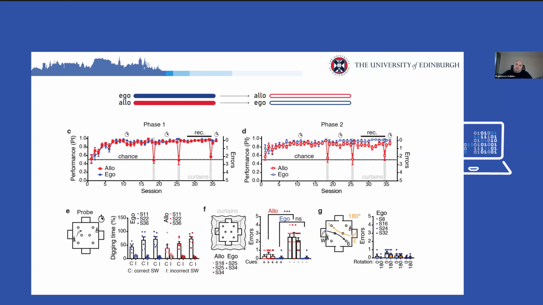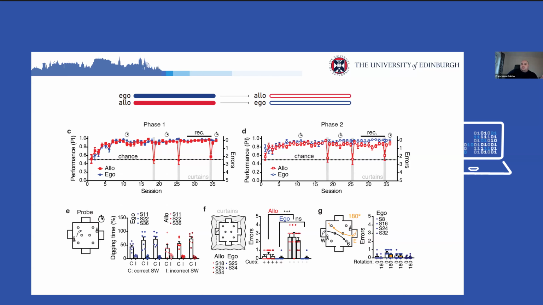So we have trained the animals for a number of sessions. We have two groups of animals trained either in the allocentric or the egocentric protocol, and then they are counterbalanced and flipped to the other protocol. We run a number of tests to make sure that they are really using egocentric or allocentric strategies.